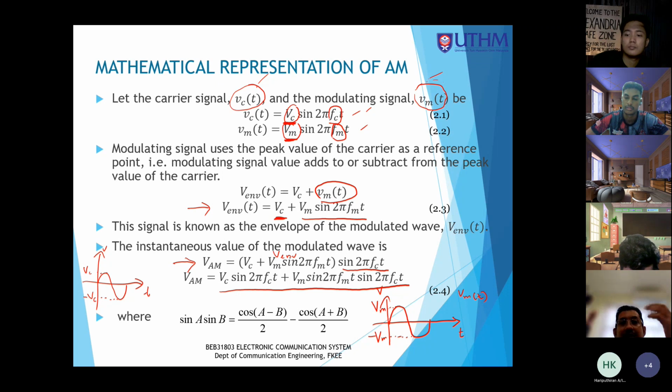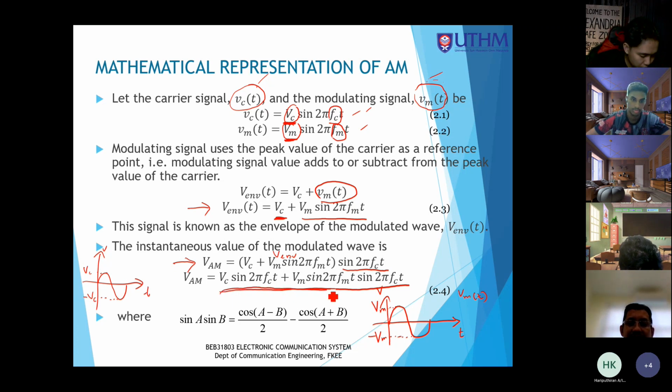Okay, but for the purpose of learning, dia nyatakan di sini yang paling basic kita boleh guna sine wave. So daripada persamaan ini, VC sine 2 pi FCT plus VM sine 2 pi FMT sine 2 pi FCT, kalau you lihat di sini bahagian sini adalah hasil darab sine and sine. Hasil darab sine and sine boleh dikembangkan semula berdasarkan trigonometry identity.